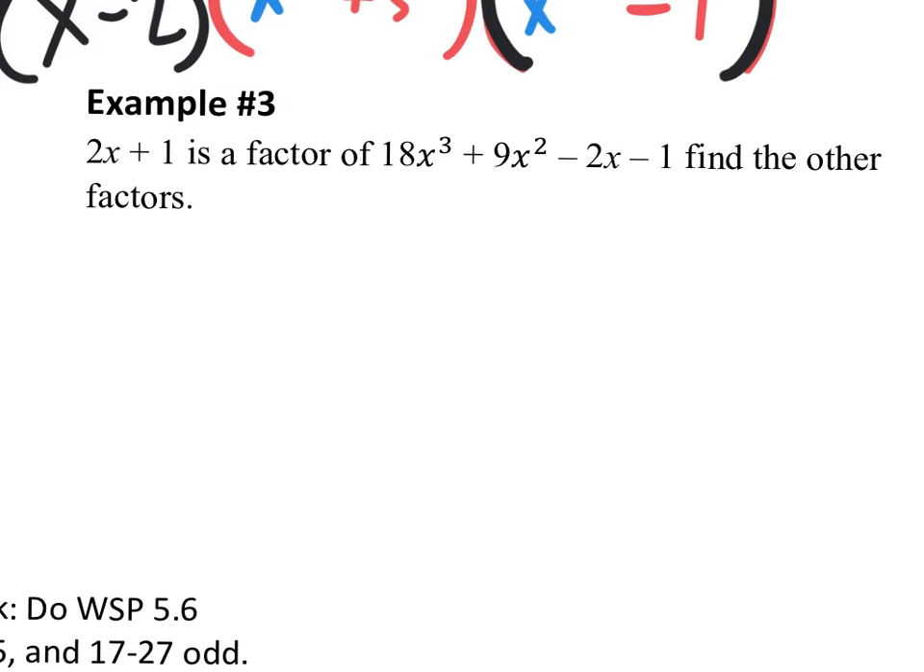They tell us that this 2x plus 1 is a factor of this cubic polynomial. Okay, now what does that mean, that it's a factor? That means if I take that cubic polynomial and divide it by that 2x plus 1, which they tell us is a factor, we should get the remainder 0.